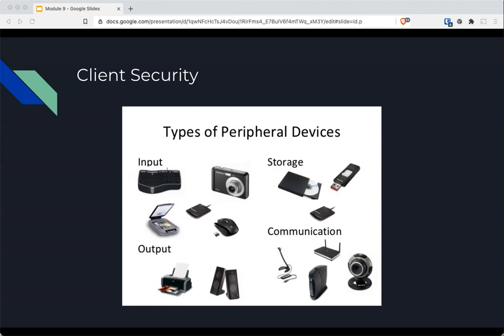Always look at the infrastructure, look at what is being used, and create a policy that best fits how we're going to handle peripherals.